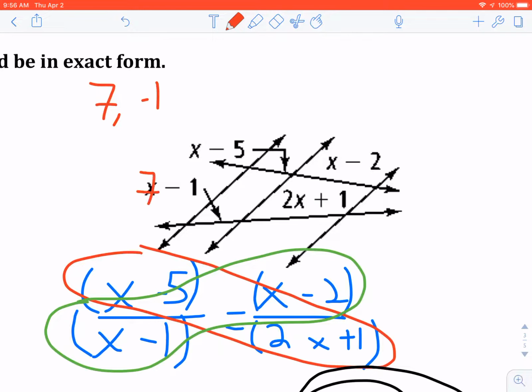Well, if I put 7 in for some of these, that's going to give me positive values, right? So the 7 works for all of them because 7 minus 5 is still a positive value, 7 minus 1 is a positive value, 2 times 7 plus 1 is a positive value, and 7 minus 2 is a positive value. So 7's good. Now we need to see if negative 1 is good. Well, I can look right off the bat. If I have negative 1 minus 5, that gives me a negative value, at negative 6, so that's not possible. That would tell me that this length is negative, and that's impossible. So negative 1 is out. Only 7 is your final answer.